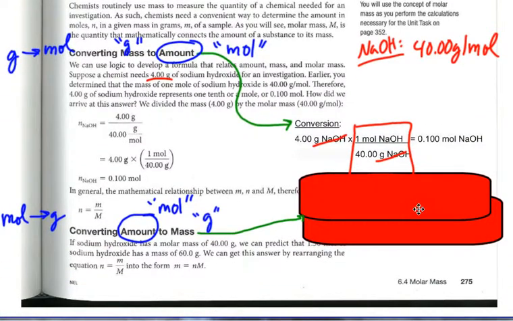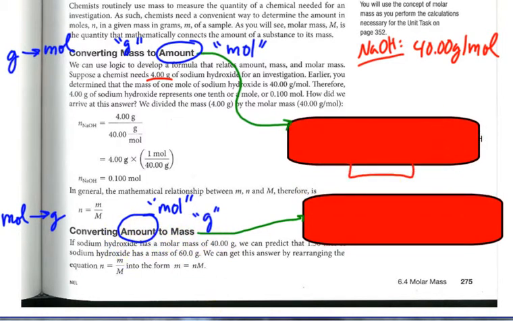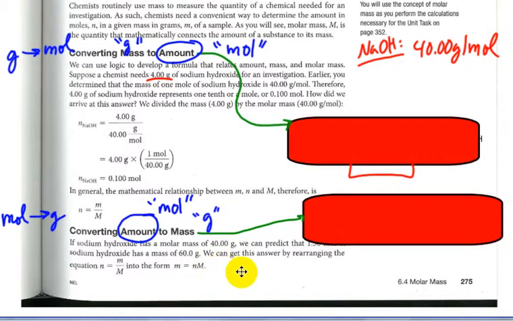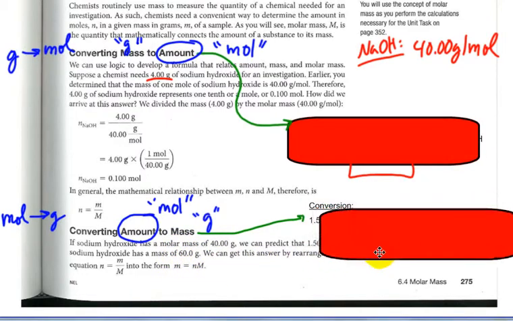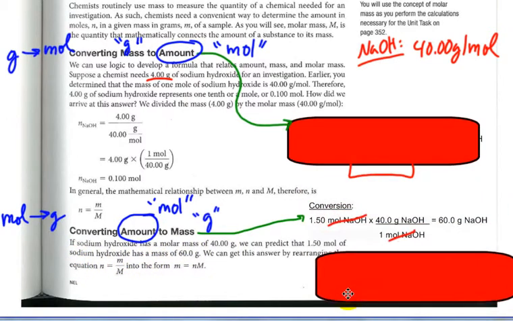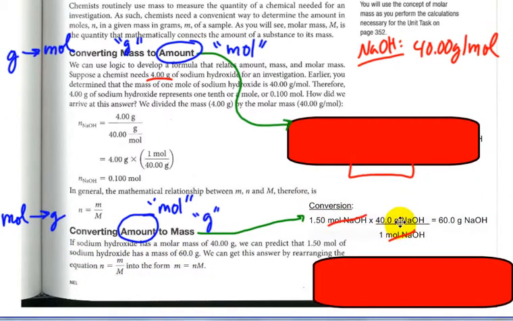If we're doing the opposite, converting from an amount to mass, in other words from moles to mass, that's vice versa. The grams are going to be on top, moles on the bottom, because what you want to cancel is moles and what you want to be left with is grams. So here we're looking at, let's see here, oh here we go, I had it hidden. How many grams is 1.50 moles of sodium hydroxide? We're starting with moles, going to grams.